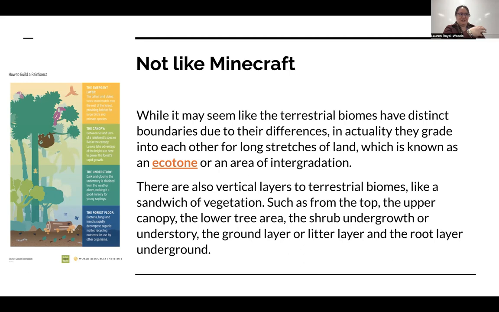Anyway, so from the top, we've got what's known as the emergent layer, and then the canopy, and then you've got the lower tree area, and then you've got the understory, which is basically darker because these guys up top are where all the sunlight is. And it's shielded a lot from the weather above, so it could be storming and raining up here, and it's actually a pretty good place. It's a good nursery for young saplings. And then you've got the forest floor where all the fun stuff is, like the bacteria, the fungus, and the insects.